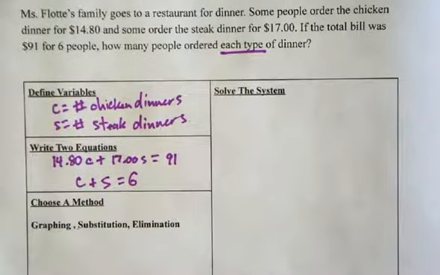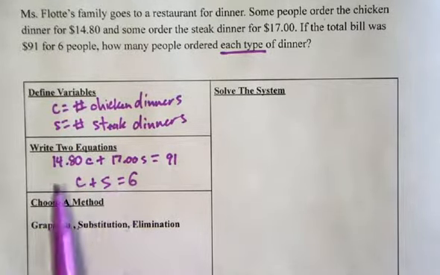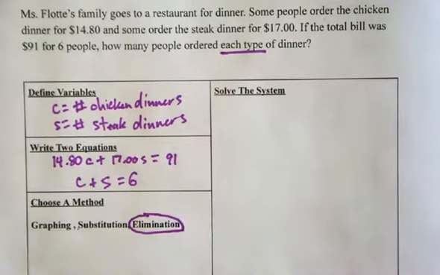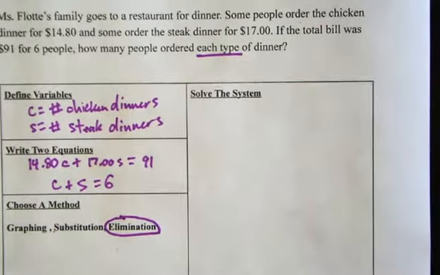Now let's choose a method. Well, is this set up for graphing? Not really. It's not in slope-intercept form. Is it great for substitution? Well, we could use substitution, but we got some big numbers here, big numbers. So it's going to be easier again to use elimination. Okay, so let's go ahead and solve.